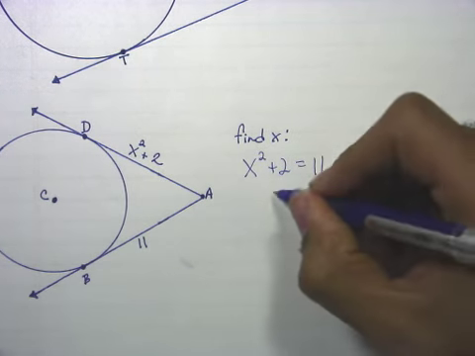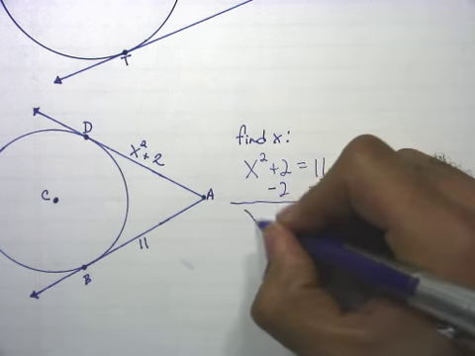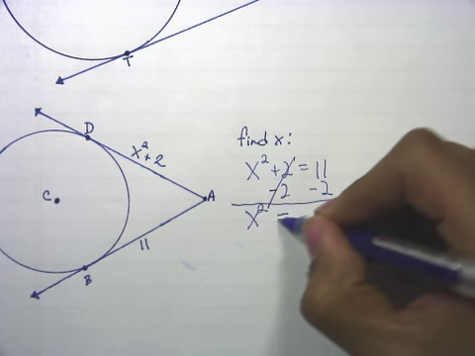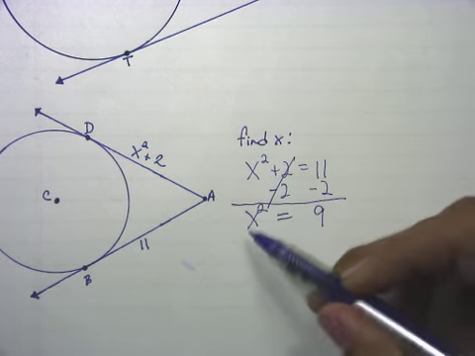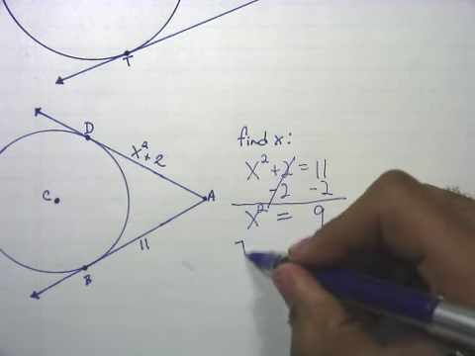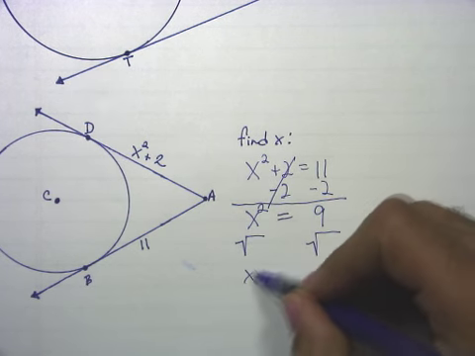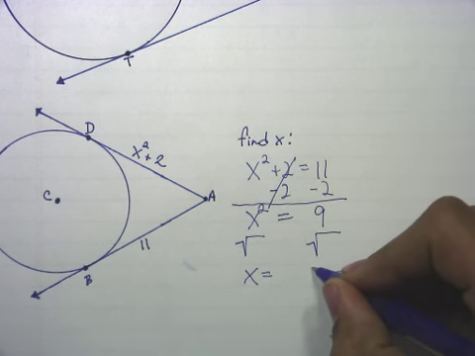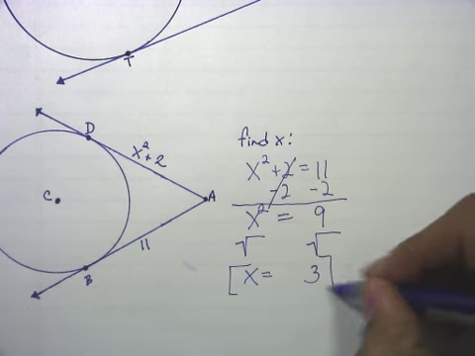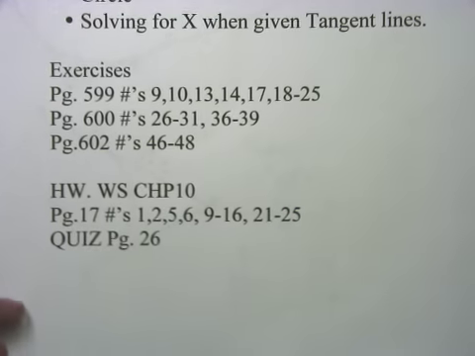If they're congruent, then I can set them equal to each other. I can say that X squared plus 2 is equal to 11, because both of these are congruent. With a little algebra, I can subtract 2 from both sides. X squared equals 9. Now I want X, so I take the square root of X squared and the square root of 9. The square root of X squared is X, and the square root of 9 is 3. So X is equal to 3.